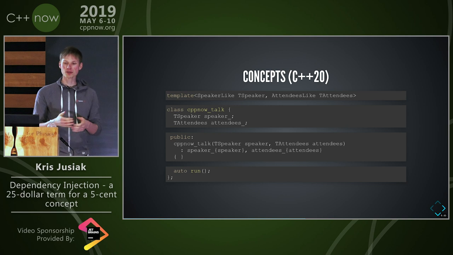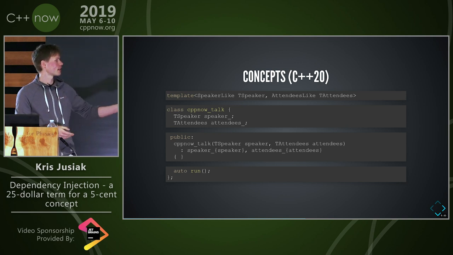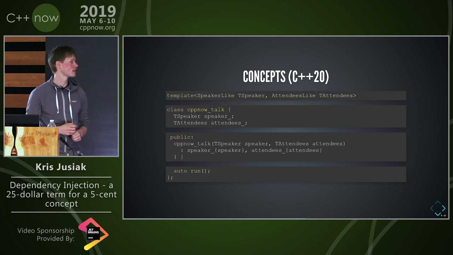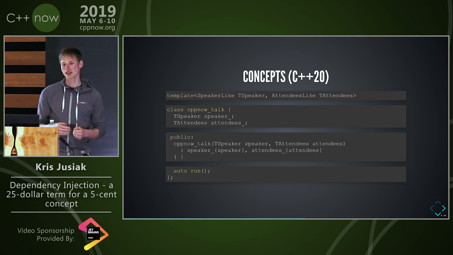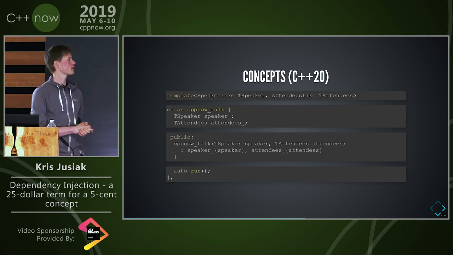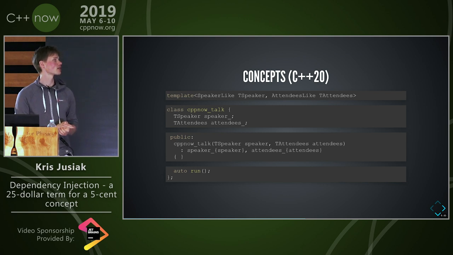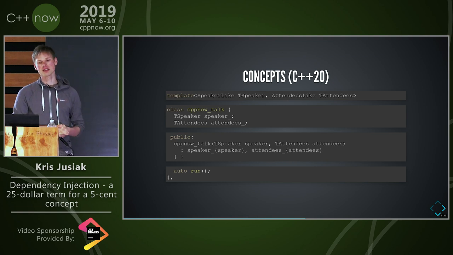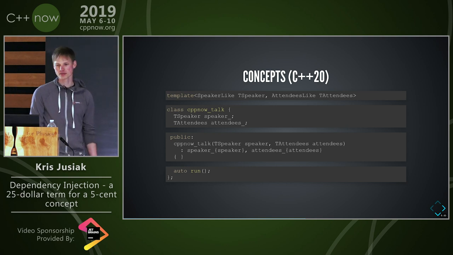So if you use the speaker in the run function and it doesn't have the talk function implemented, then with plain templates you would get a nasty error message from the run call, saying you don't have this function. With concepts, we would get it when we instantiate the talk, saying that the speaker you passed as a type doesn't satisfy this interface. Make sense? It's a positive thing, so when you get your hands on concepts, apply them, because it's better than just the types.